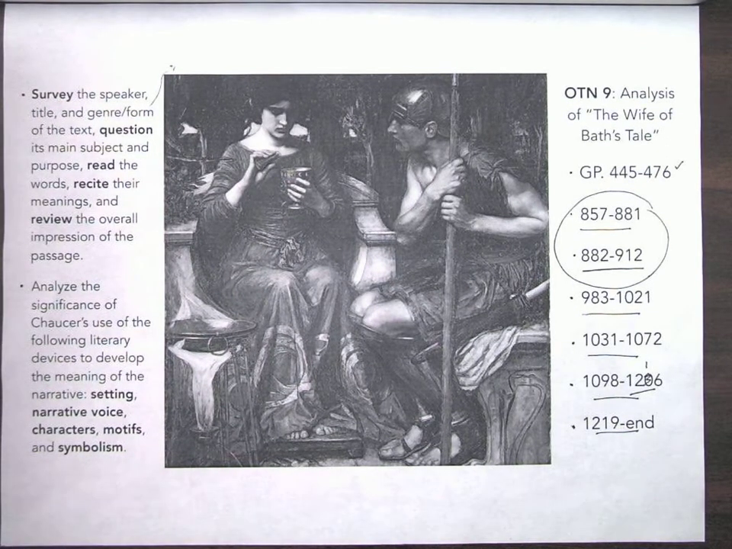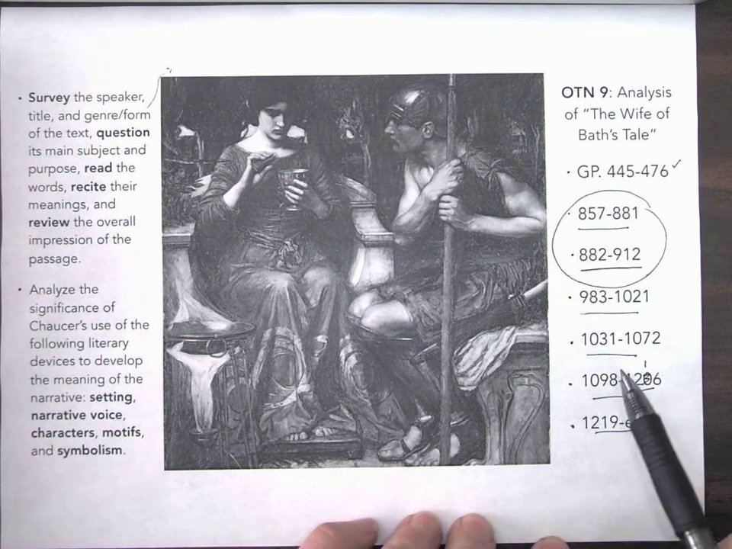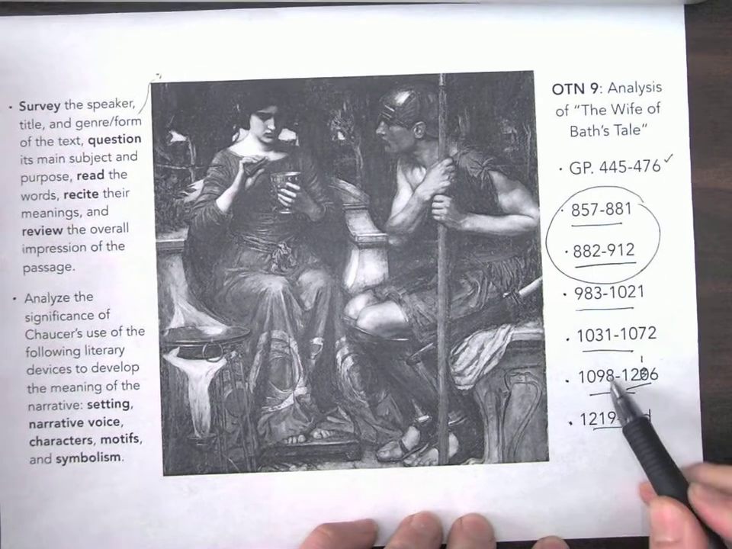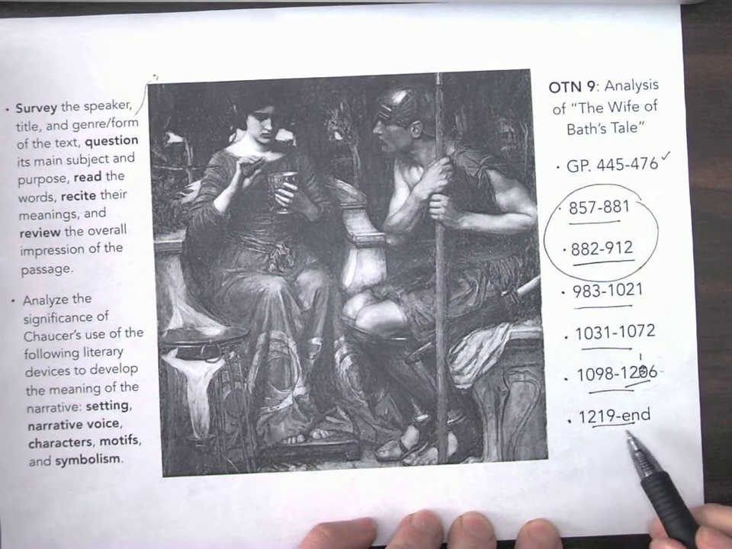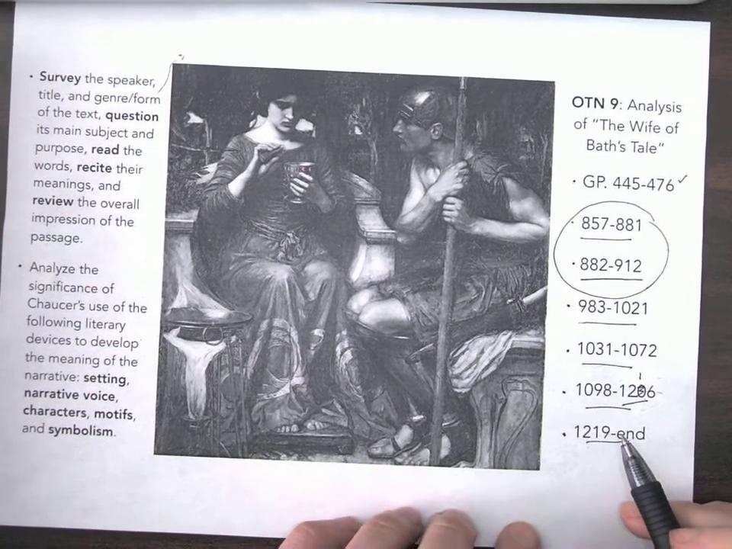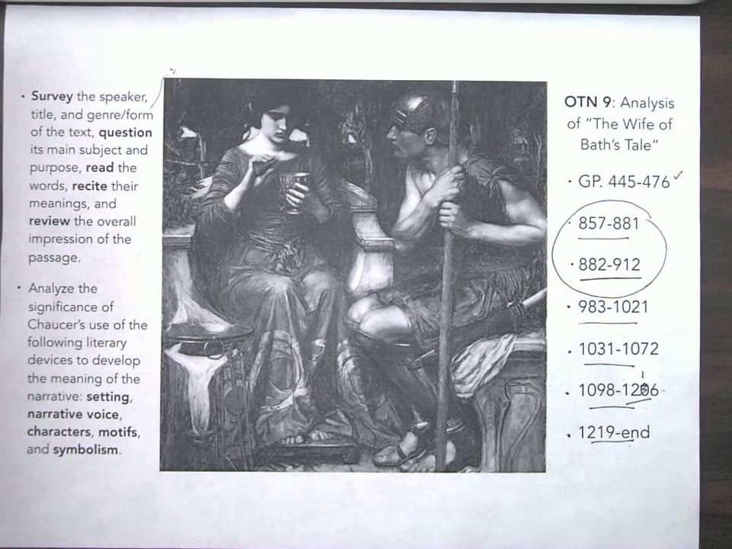We're going to start with a brief review of everything that we've established up to this point, and then we're going to conclude by looking closely at 1098 to 1216. That shouldn't say 1206, that should say 1216 and 1219 to the end. So those are the chunks of text that we're going to look at here.